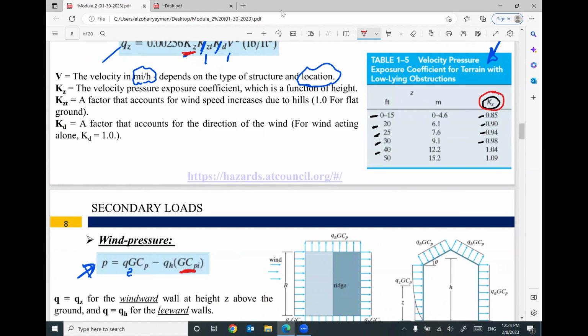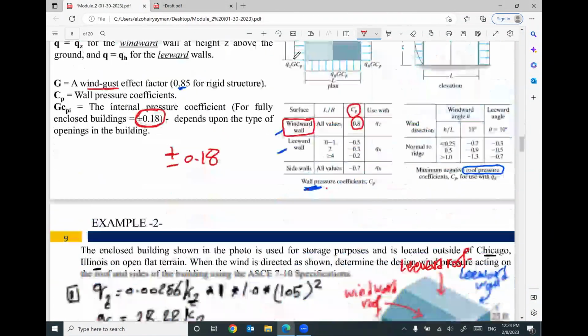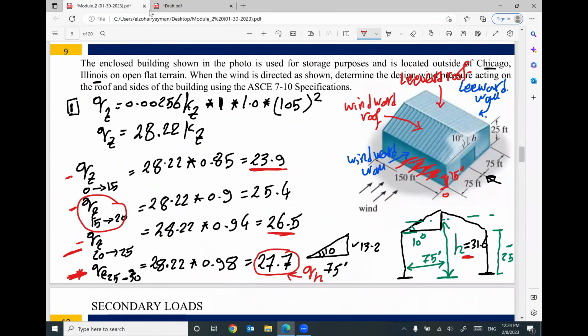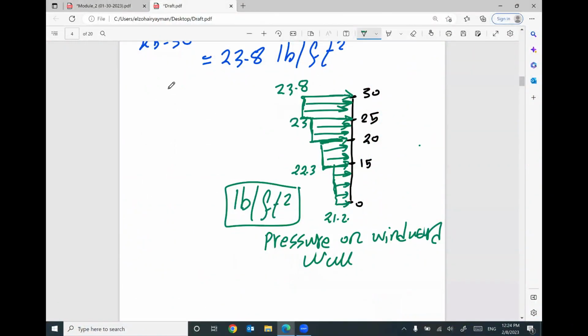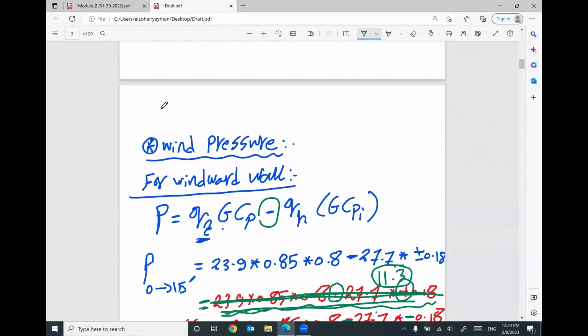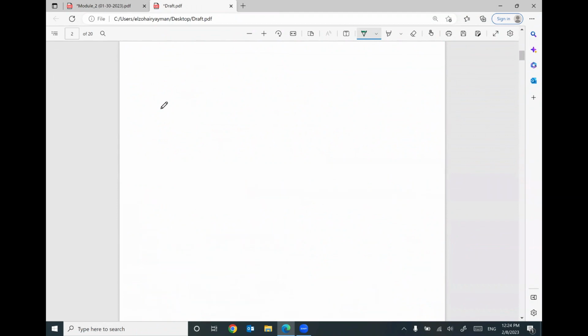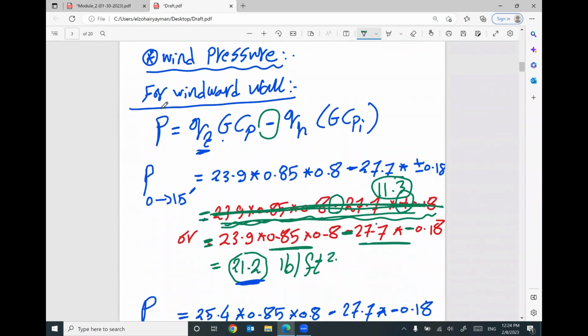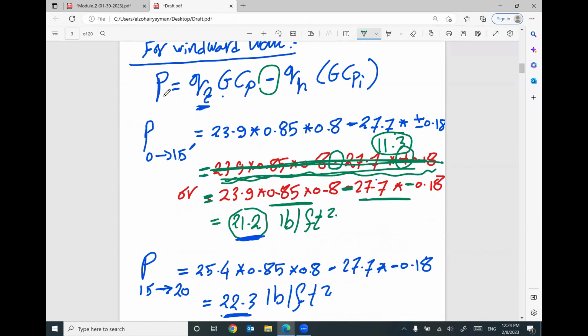Any question so far? It's a systematic calculation. It's not hard, but you need to be organized when you are solving this kind of problem.